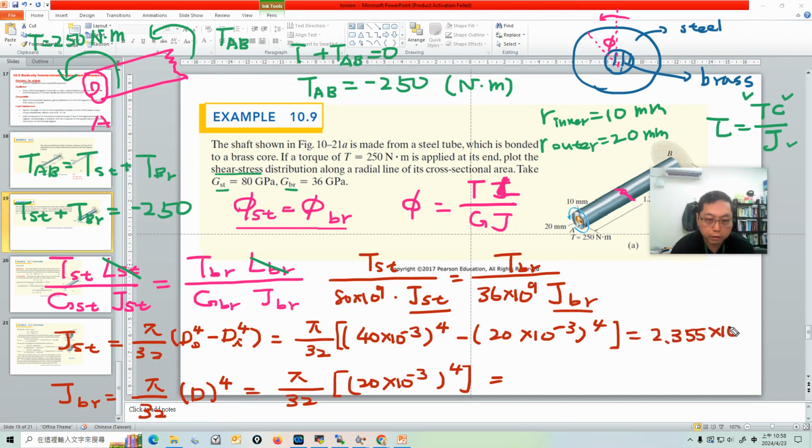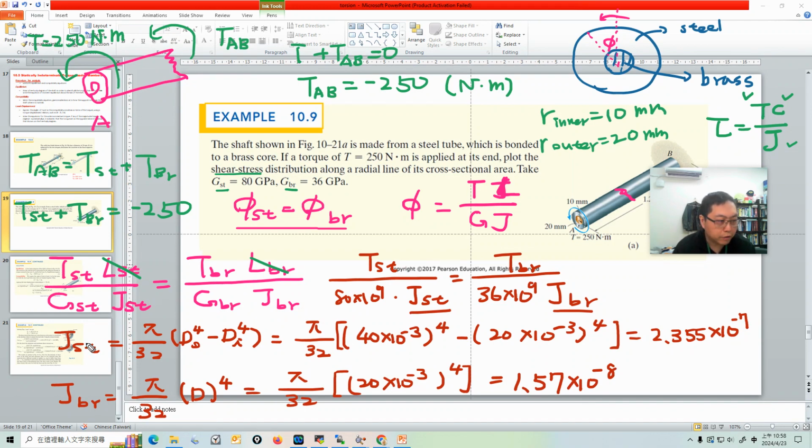2.355 times 10 to the power minus 7. Okay, that's the first one, JST. Okay, let me check. And the other is the JBR. JBR, if you calculate right, the value is 1.57 times 10 to the power minus 8.